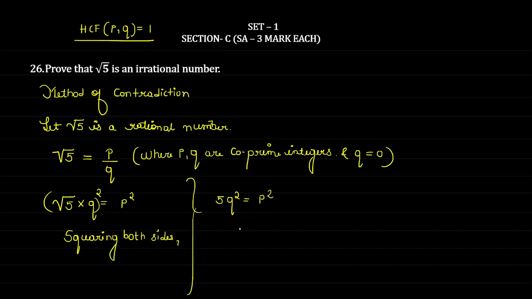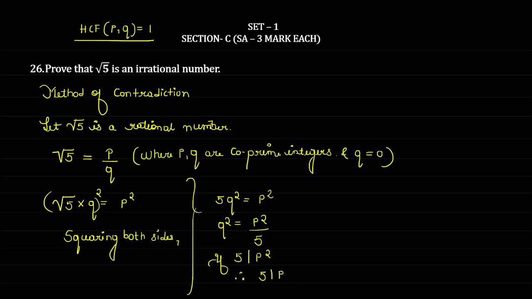Okay. Now we know a theorem, and we are going to proceed with the proof with that theorem. Let's see here. I can write it like this: Q square is equal to P square by 5. 5 is a prime number, and P is any positive integer. So I know the theorem that says that if 5 divides P square, then by that theorem it will divide the positive integer P also.